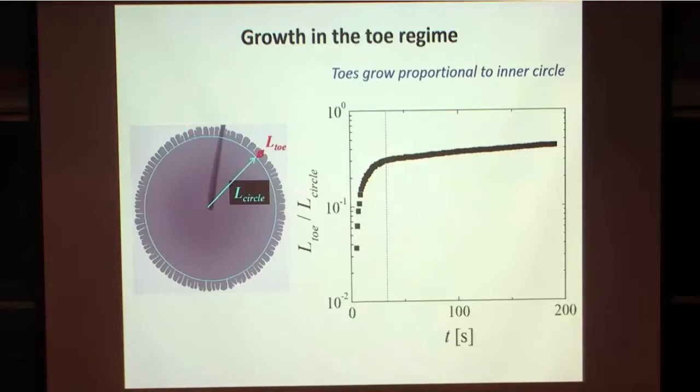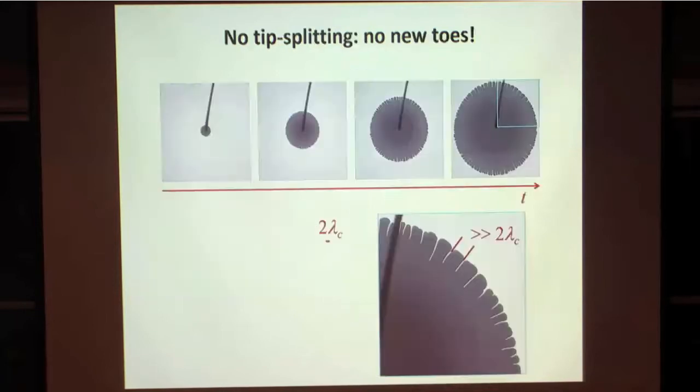I can measure the same as I did for body length and length of the arm: the length of the toe and the length of this inner circular region, so two length scales. I take their ratio, and you see that as a function of time, except in the very beginning, later on this is constant, which means that the toes grow in direct proportion to this circle. Now, we have a fixed number of toes and never form any new ones because they never split.